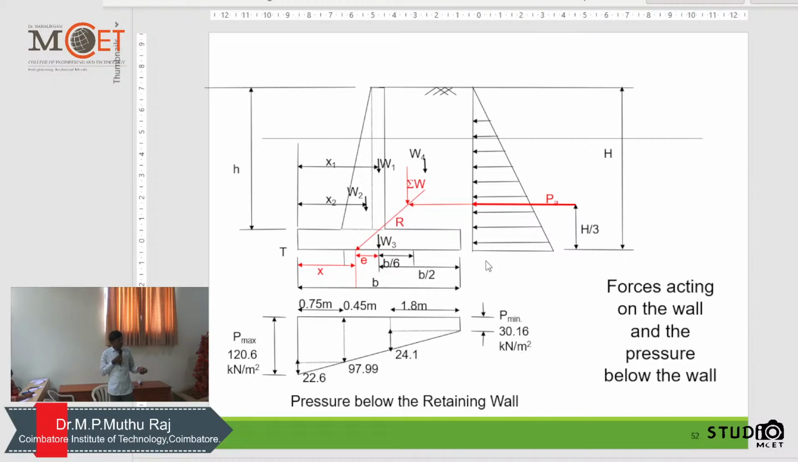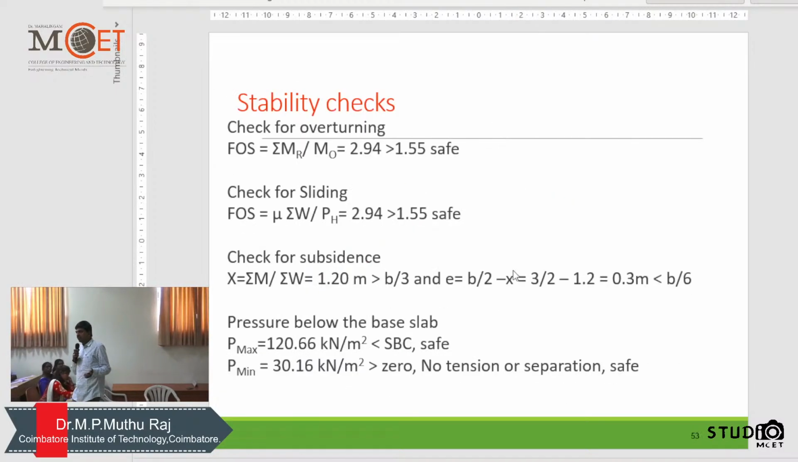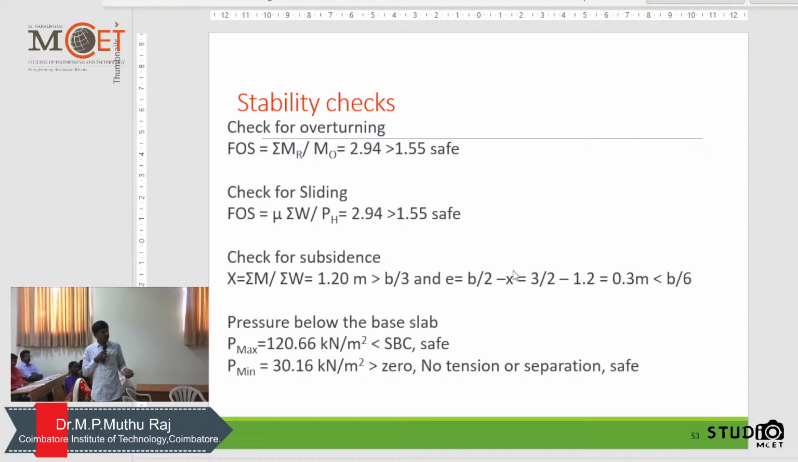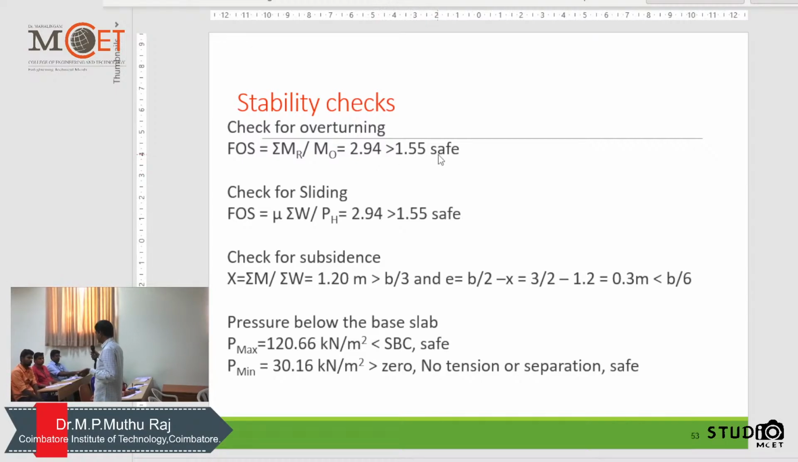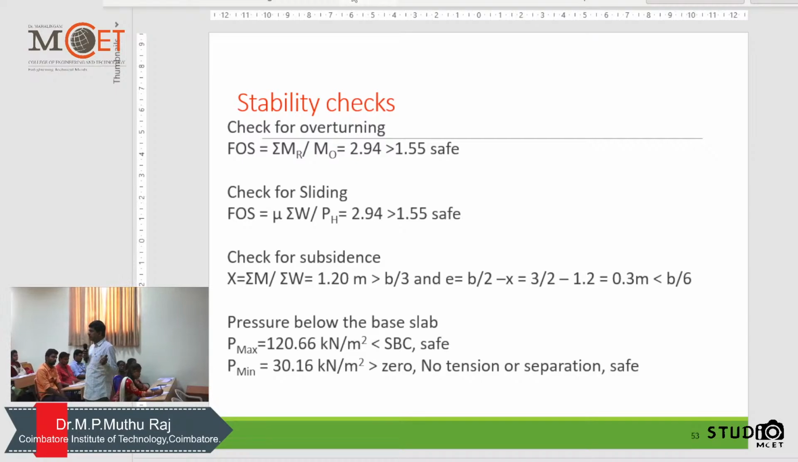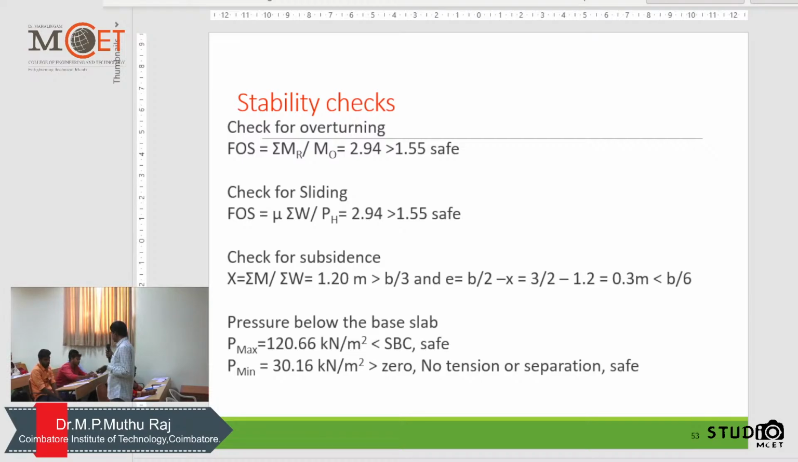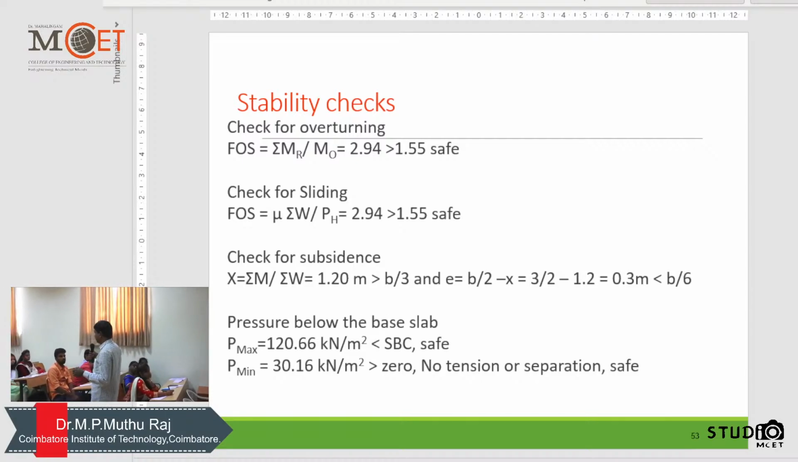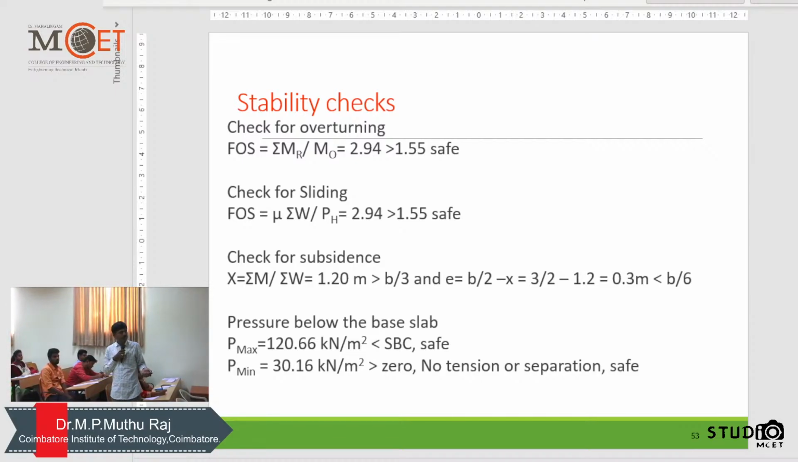Then there are two checks. Usually one mistake we normally make: the factor of safety against sliding and overturning always has to be 1.55. It's not 1.5. Many people make this mistake, because this is available in IS 456. If you refer to IS 456, these values will be given. Stability against sliding and overturning, the value is 1.55. It is not 1.5. There is a lot of difference between 1.5 and 1.55, especially in the design of retaining walls. So whatever is given in the code, we have to follow.